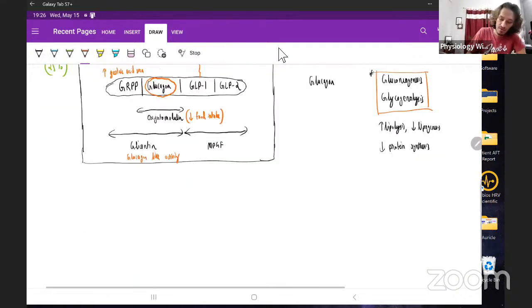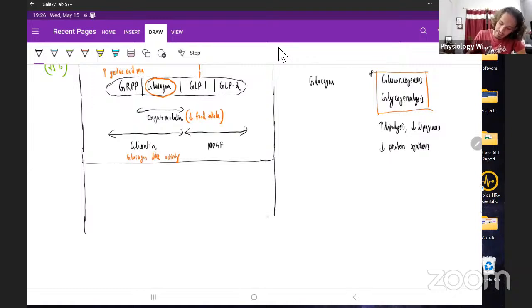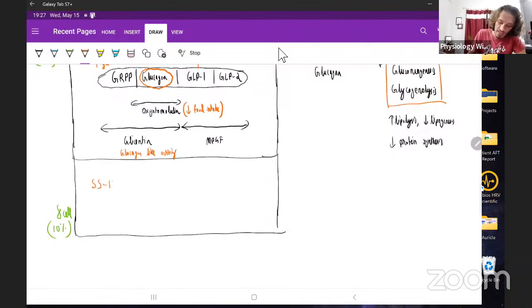Apart from this, we have the next cell, which is your delta cell. That comes to around 10%. So that is where your somatostatin is released. The variant of somatostatin released here is 14. In growth hormone, we had seen that the variant which is released is 28 in the brain. Over here in the GIT, it is somatostatin 40.